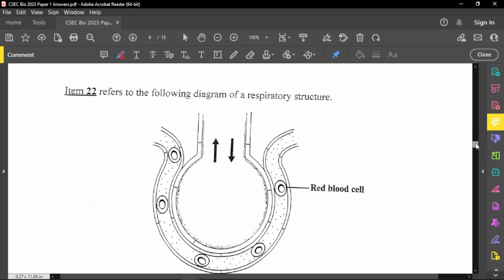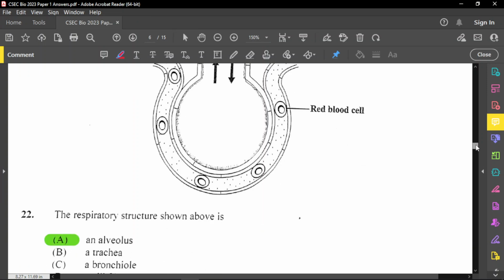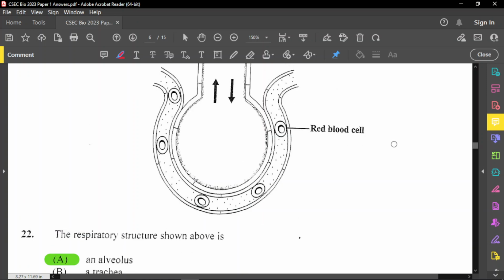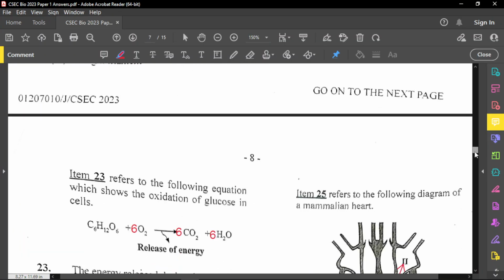Now, item 22 refers to the following diagram of the respiratory structure. If you notice it, well, all of us know this by now. The respiratory structure shown above is an alveolus. And this is also a repeat question, you know. Yeah, this is a repeat question.